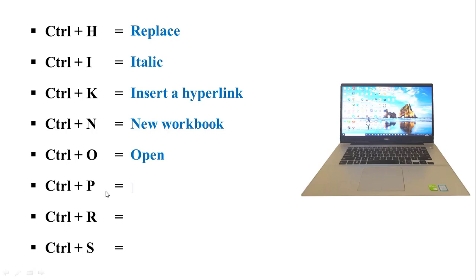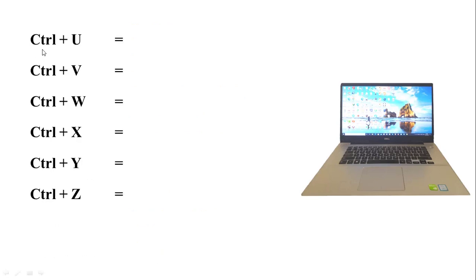Ctrl P, print. When you want to print a text, you can use your shortcut key Ctrl P. Ctrl R means nothing, right? So you can use this one. Ctrl S means save. If you want to save your document, you can use Ctrl S. Next, Ctrl U means underline. When you write text, you write a word and you want to underline, you can use Ctrl U.